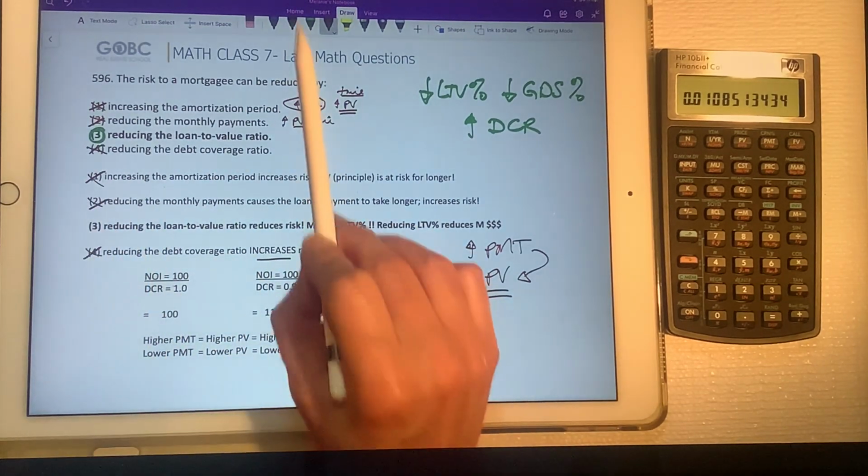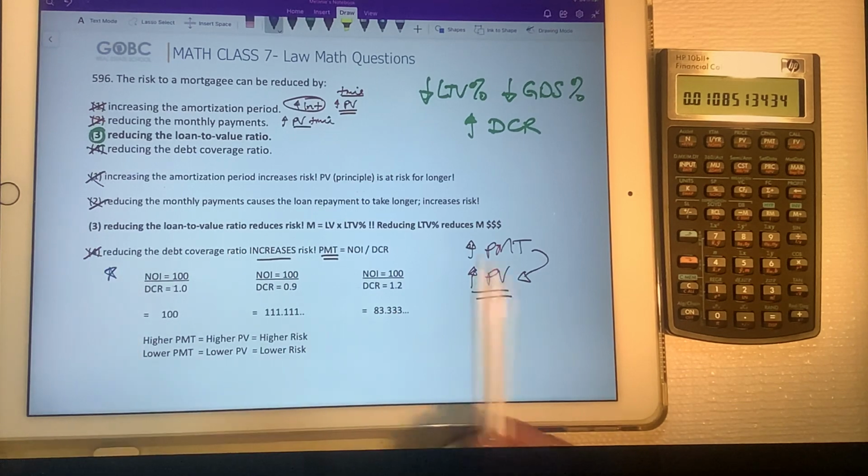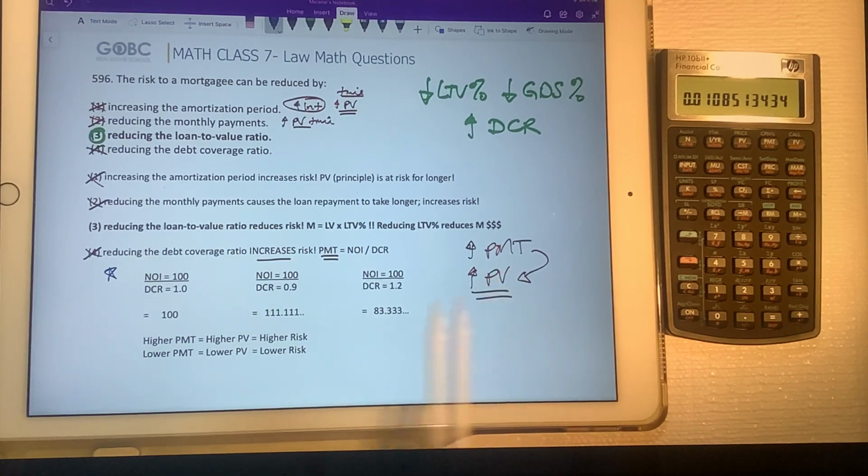Just another additional explanation here, just to show you what happens. Reducing that debt coverage ratio actually increases the risk because it'll increase that payment, which increases the PV. So how would we prove that? Well, with your math. If you were to find the payment for each of these, and you were to say your NOI was $100 for each, if you have a DCR of 1, it means you're going to be allowed to spend every penny of that income for your payment.